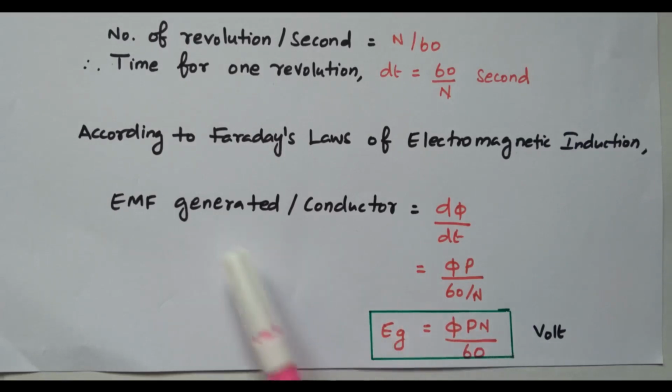Now we'll go to the parallel path. So this is for EMF generated per conductor. Now we'll go for EMF generated per path. That is based on the winding, the type of winding, either wave winding or lap winding. Now we'll see this one by one.